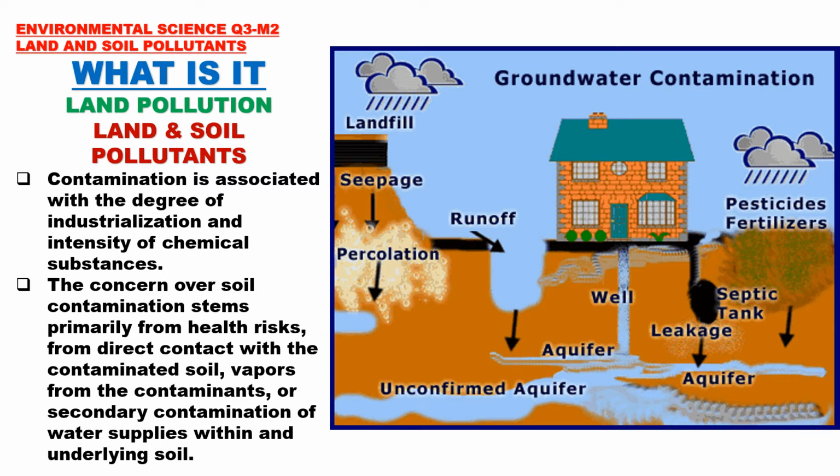Contamination is associated with the degree of industrialization and intensity of chemical substances. The concern over soil contamination stems primarily from health risks, from direct contact with the contaminated soil, vapors from the contaminants, or secondary contamination of water supplies within the underlying soil.